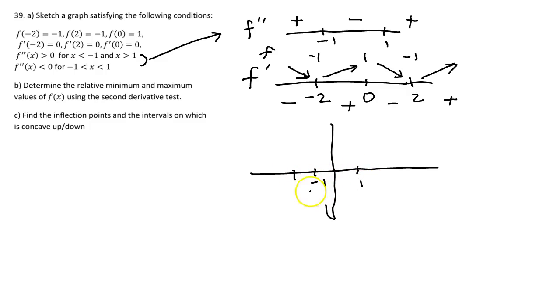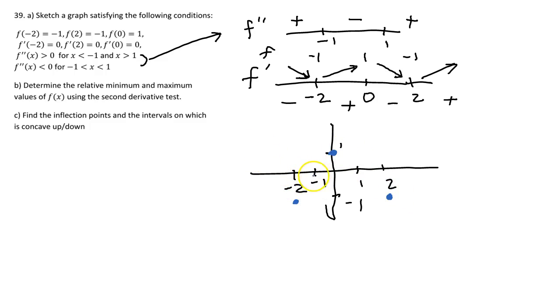Negative 1 and 1, negative 2 and 2, 1, negative 1. At negative 2, the function is negative 1. At 0, the function is 1. At 2, the function value is negative 1. So we need a graph that passes through these 3 points.